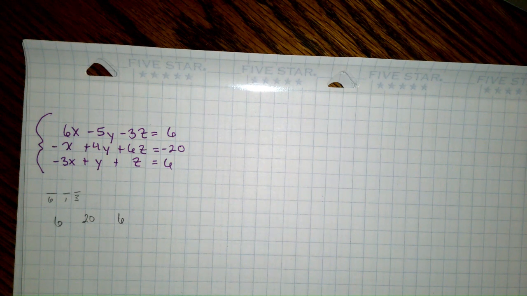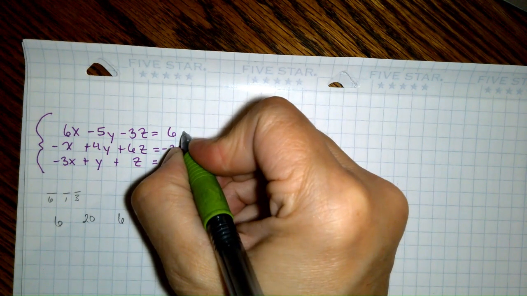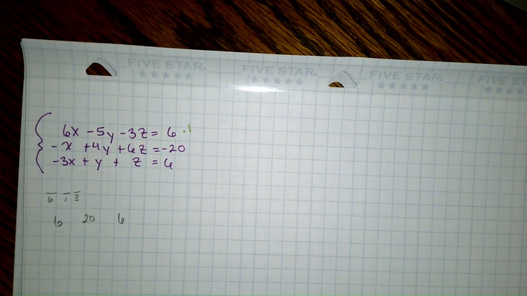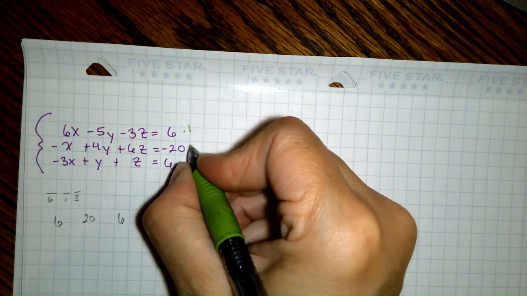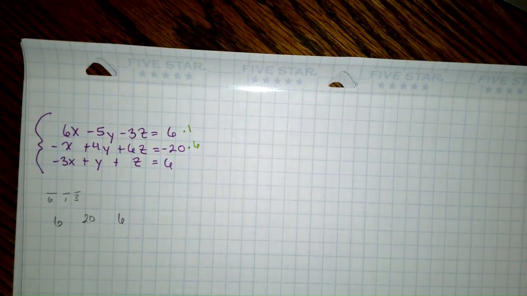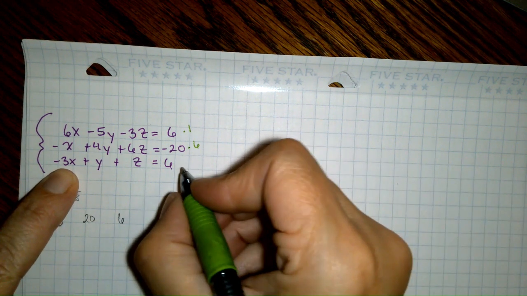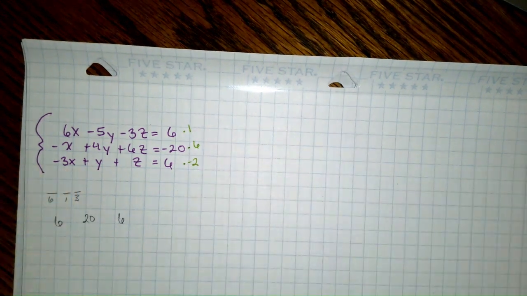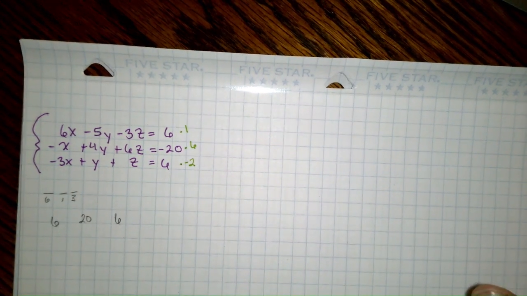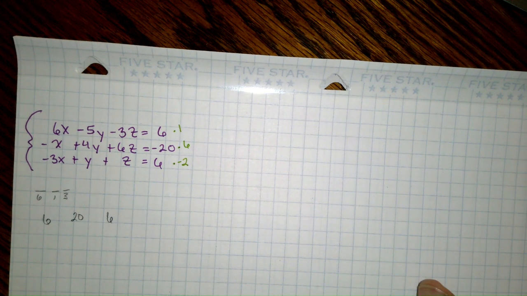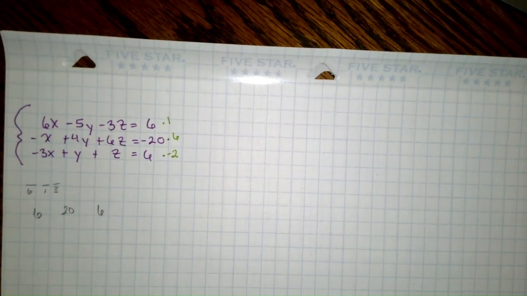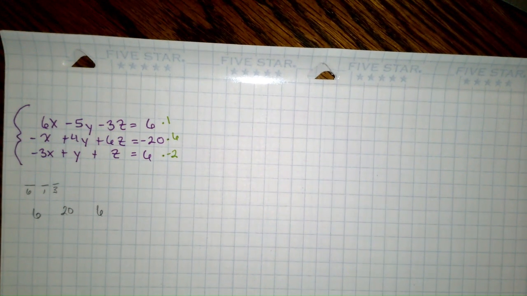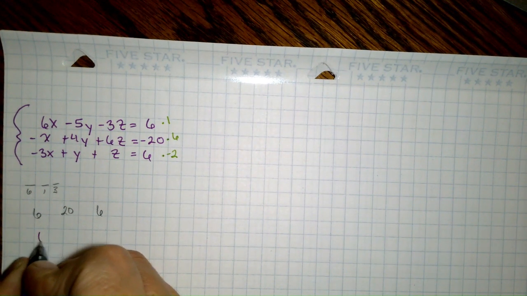So I'm going to multiply to where everything is 6. So if I multiply this one by 1, it's going to start with a 6x. I'm going to multiply this by 6. That will give me negative 6. But I want this one to be positive 6 again, so I'm going to multiply this row by negative 2. And again, if you want to use a calculator to help you with your multiplying, that's fine. I'm not going to do that this time. And I am going to leave a space.